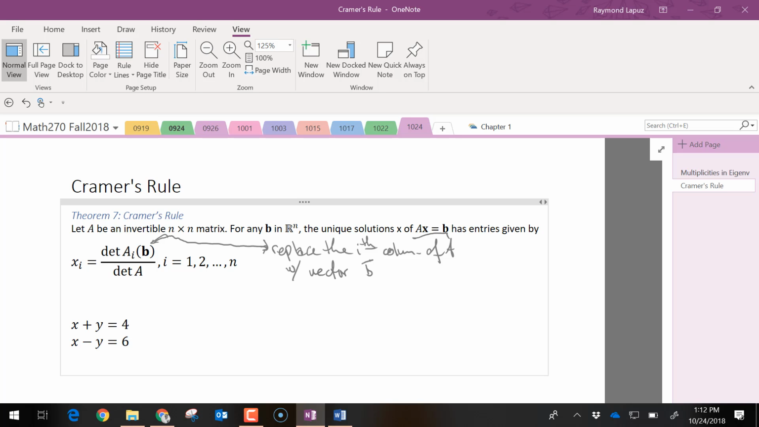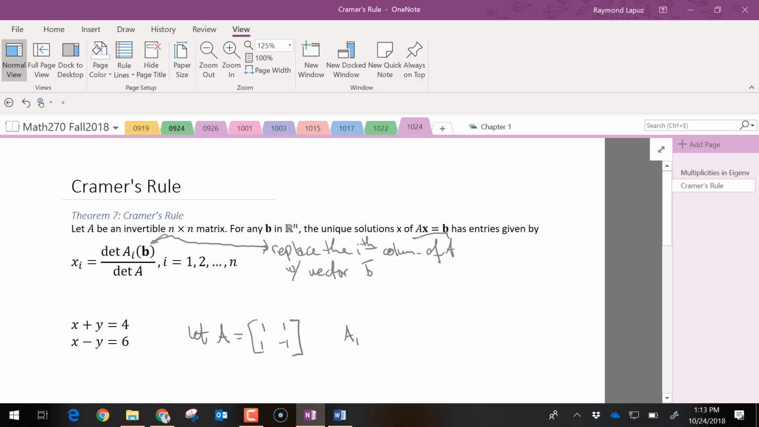So anyways, how would we solve for this? We're solving for x and y, and so we're going to let A equal 1, 1, 1, negative 1. And then we're going to figure out A1. It's the same matrix, except I'm going to change the first column, not the first row, because this is going to be for the x or x1. I'm going to change the first column with the right-hand side vector. And the right-hand side vector is 4, 6.